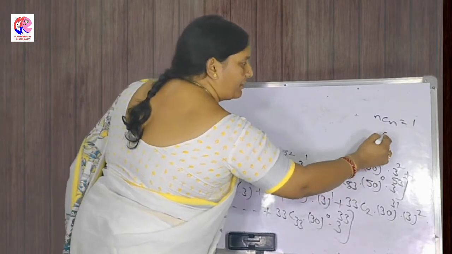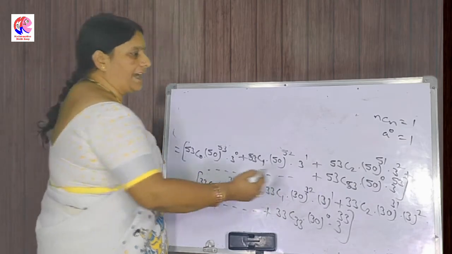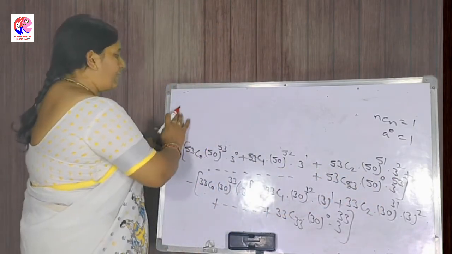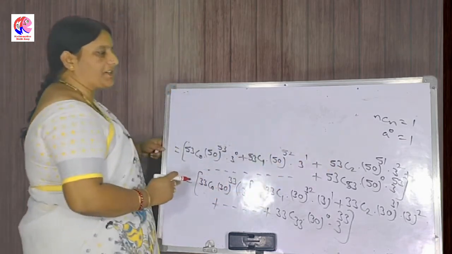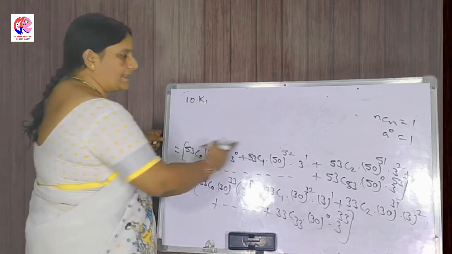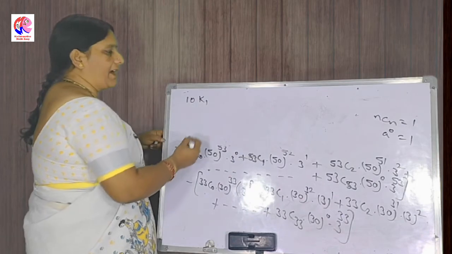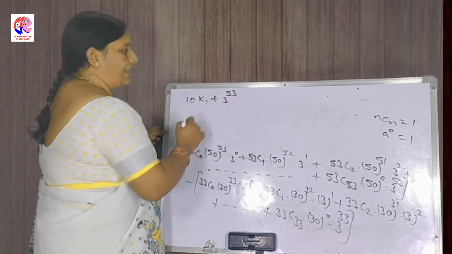50 whole power 0, it is like a power 0. A power 0 value is 1. And this is 3 to the power of 53. So if we take 10 common from all these terms except the last term, we can write it as 10k1. All these terms we can write as multiples of 10: 10k1 plus last term is 3 to the power of 53.